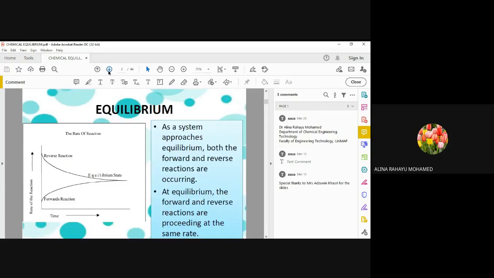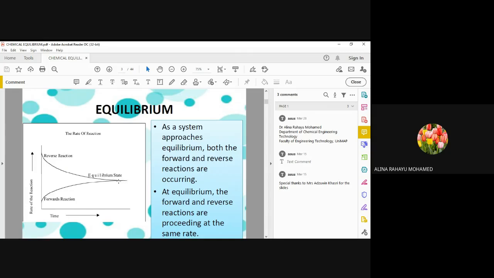So you can see the graph here. This is rate of reaction versus time. If we increase time, the rate for the forward reaction increases, you can see that it is increasing. And the rate for the reverse reaction decreases, because it wants to form the products. And it will come to a point where it reaches equilibrium.